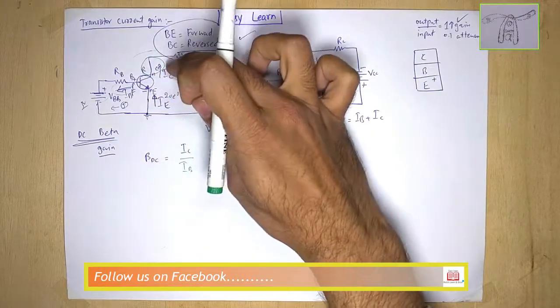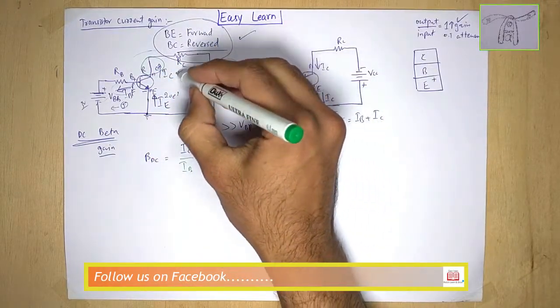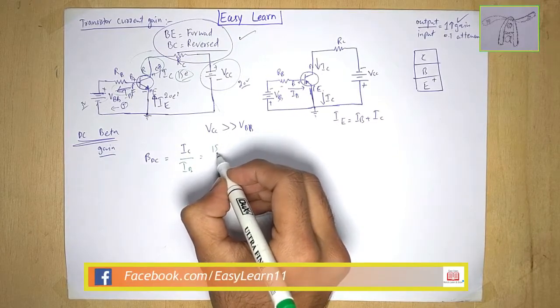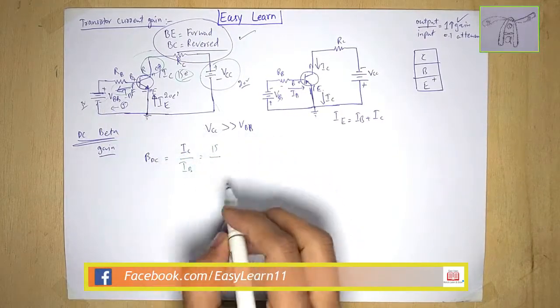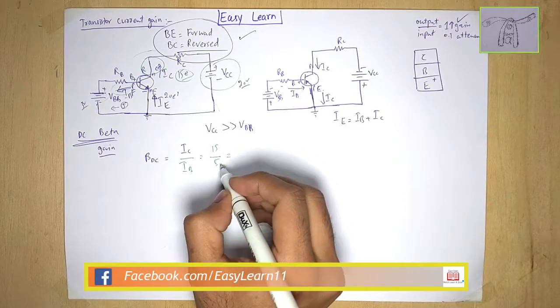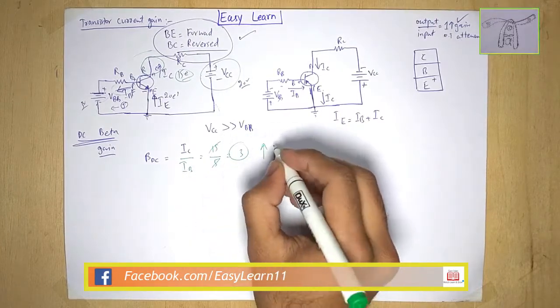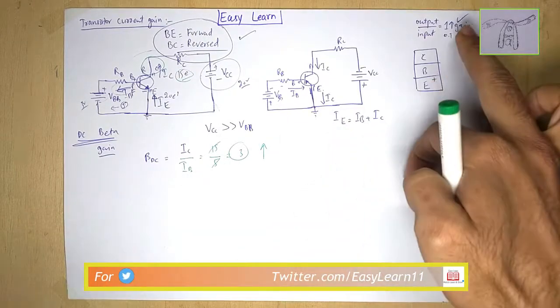So this current, I explained, if 15 electrons here, you can see that. Let's talk about our previous example: 15 electrons divided by base, which is relatively small, let's say 5. 15 divided by 5, the answer is 3. So the answer should always be greater than 1. That's why I said that it is gain.